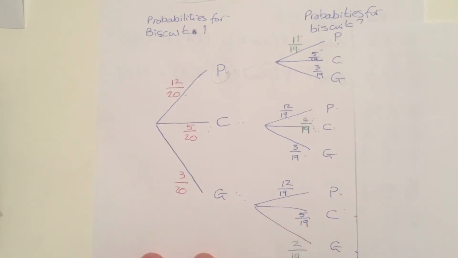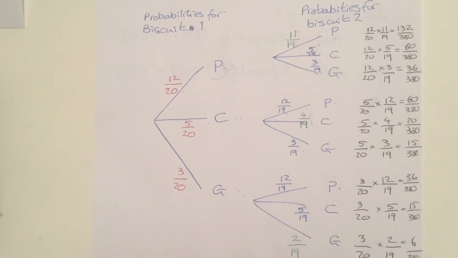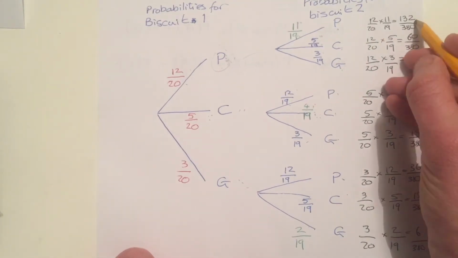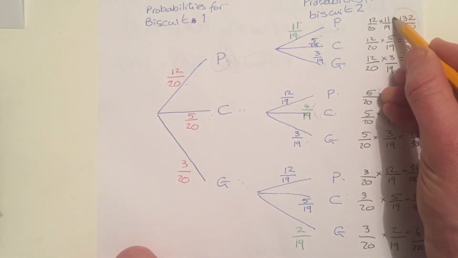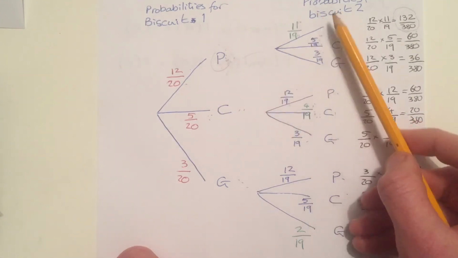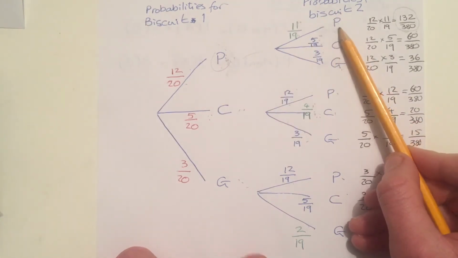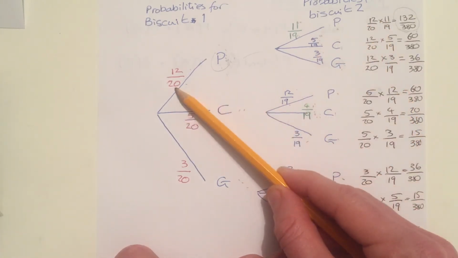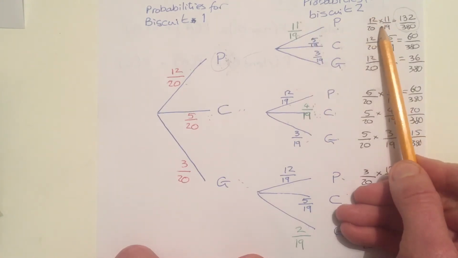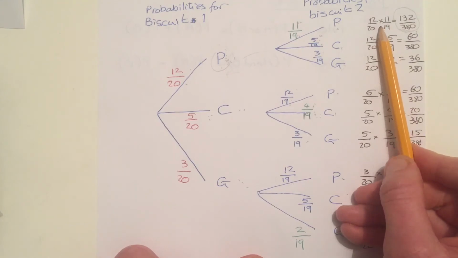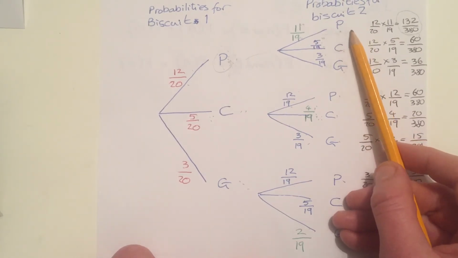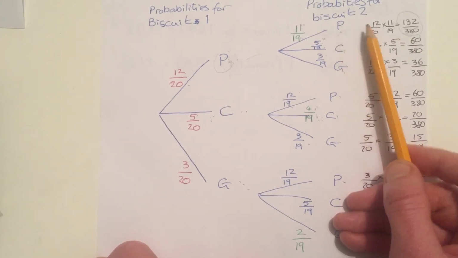Now I'm going to show you this final part of my tree diagram, and I'll explain where all of these numbers come from. So this 132 out of 380 is the probability of me taking a plain the first time and a plain the second time, because I have done 12 out of 20 multiplied by 11 out of 19. Remember that I want to multiply probabilities together if I want to find the probability of this and this happening. So if I wanted to work out the probability of a plain and a plain, I times those 2 together to get this.